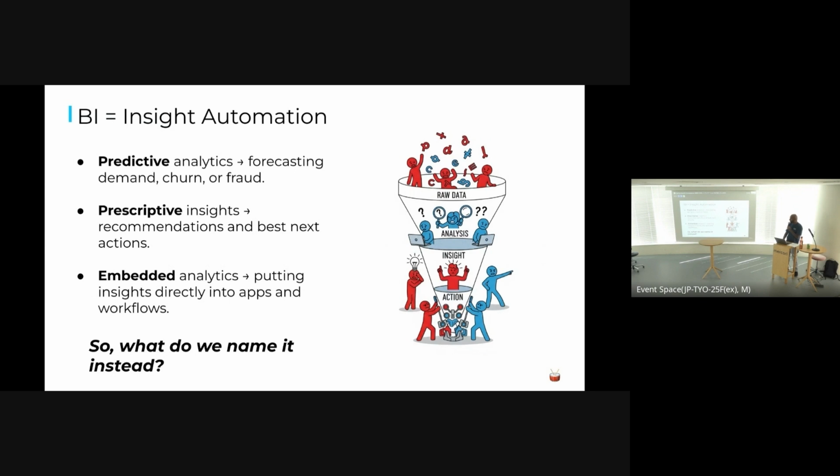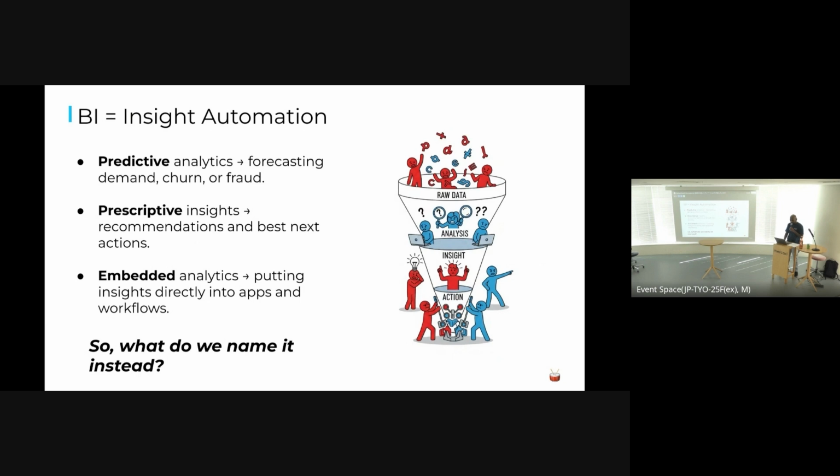It's all about predictive analytics. It's more close to forecasting demand, fraud analytics, and anti-money laundering, and so on. And it could also be prescriptive insights, like recommendations on what's the next feature that we can include in the application that we are building. And of course, we have embedded analytics to understand the pulse of the market, so putting insights directly into apps and workflows.